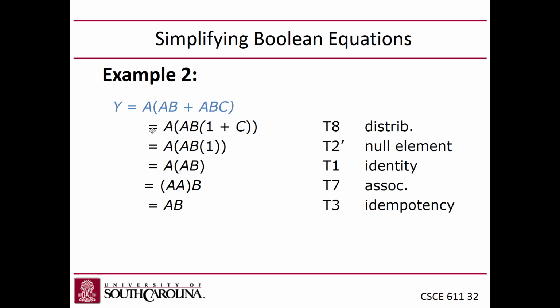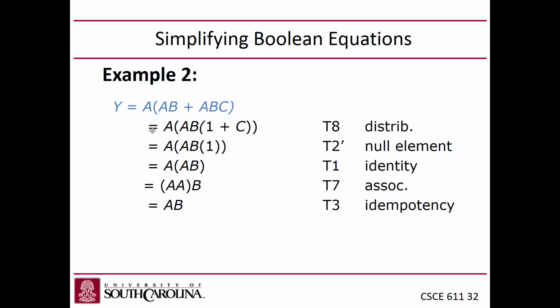This one they give you one that is not originally in sum of products form. It's in an arbitrary form, not a canonical form. It's just an arbitrary expression. But they use a similar trick here. They notice I've got A, B or A, B, C. I could take A, B out. You guys see that, right? Using, again, distributivity.